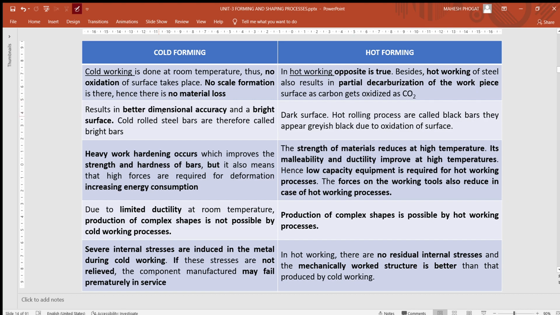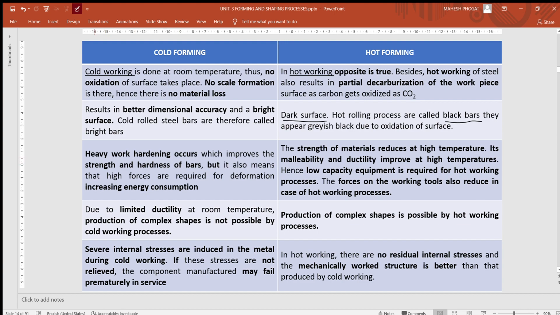The second difference is that dimensional accuracy and a bright surface are available to us, and that is the reason why cold rolled steel bars are called bright bars. Because heat is involved in hot forming, it creates very dark surfaces, and hot rolled steel bars are called black bars.